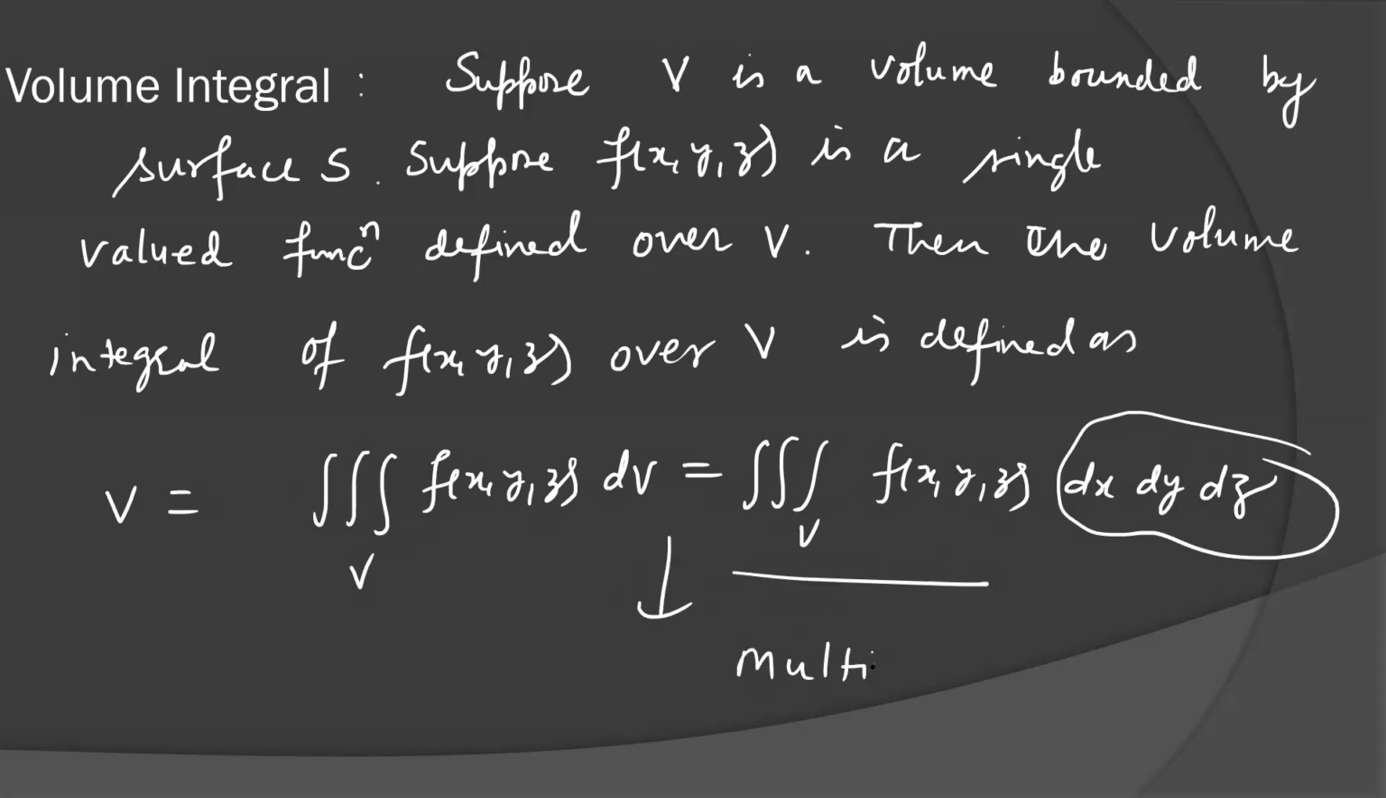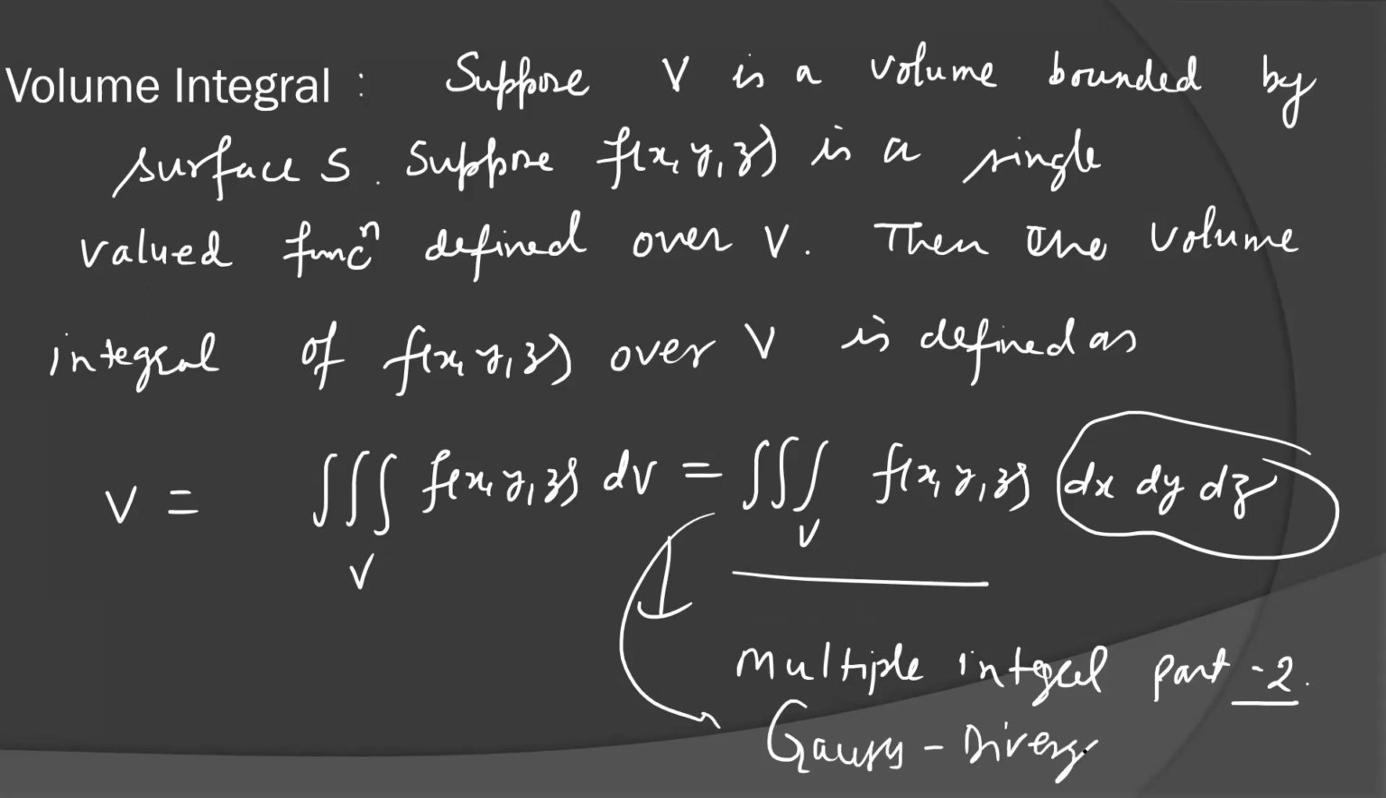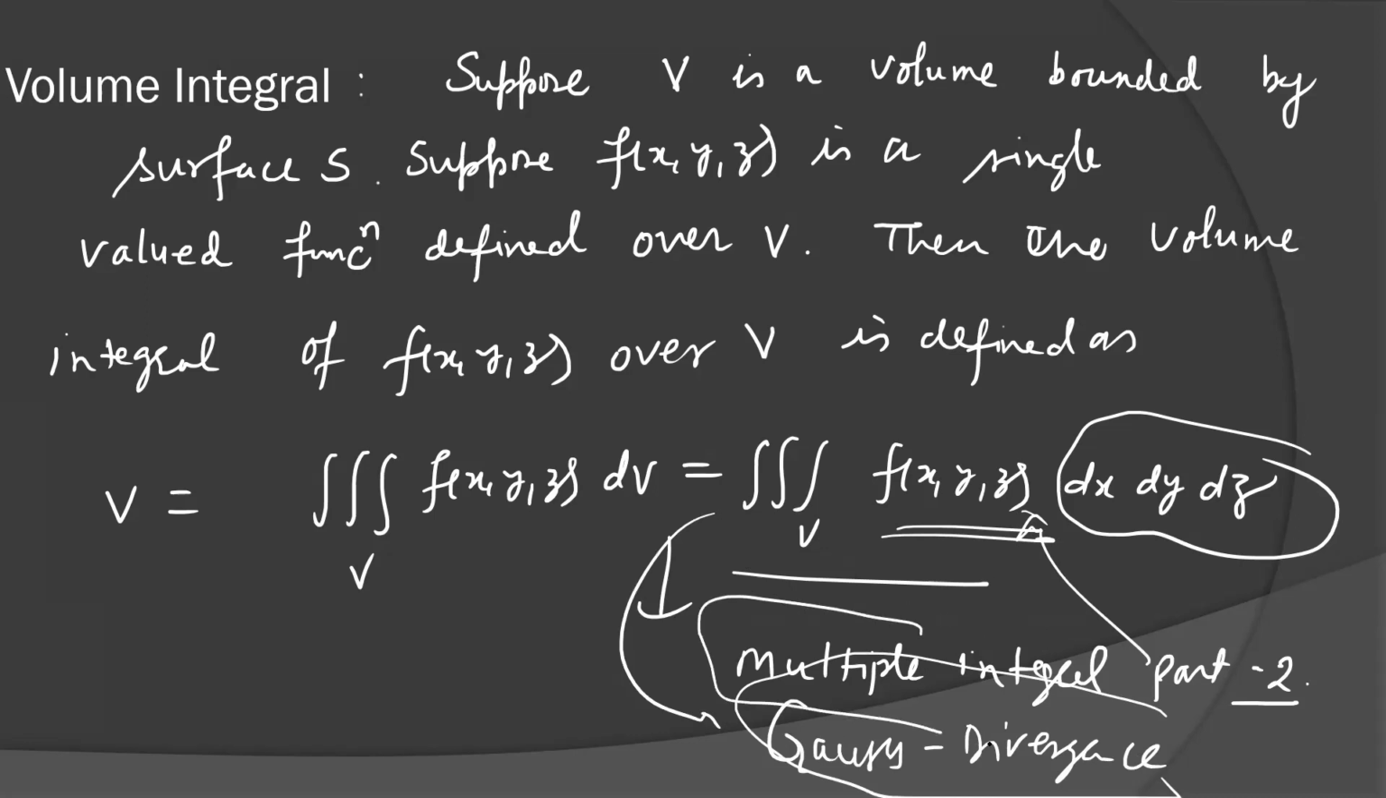If you see my multiple integral part 2 lecture, I have solved some of the problems related to triple integration, and we will see more in the Gauss divergence theorem. So here I am not going to solve any example. I have solved several examples based on triple integration there. This is a simple triple integration of a scalar field. We will see in detail in the Gauss divergence theorem how to evaluate more problems related to triple integration.